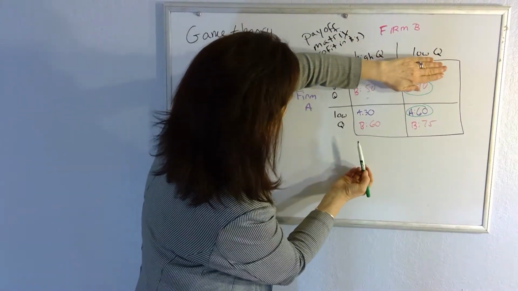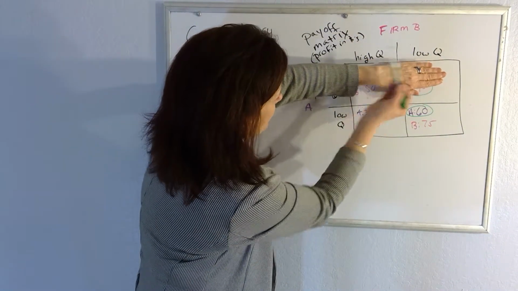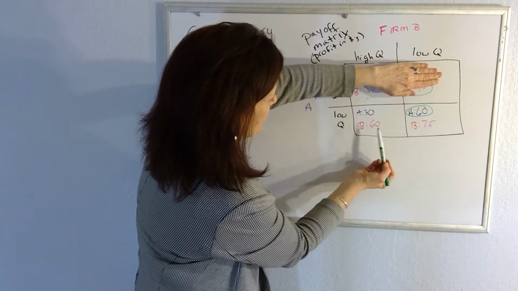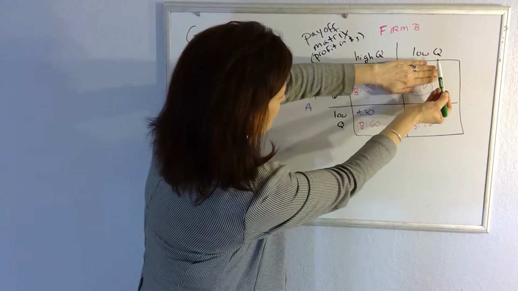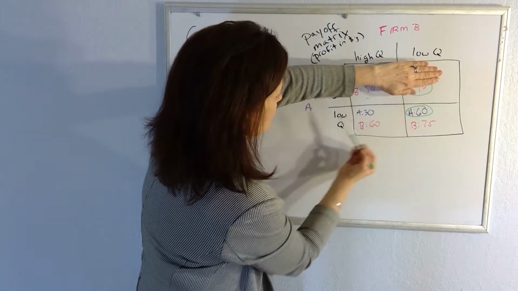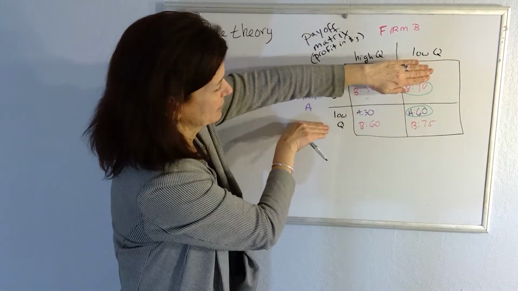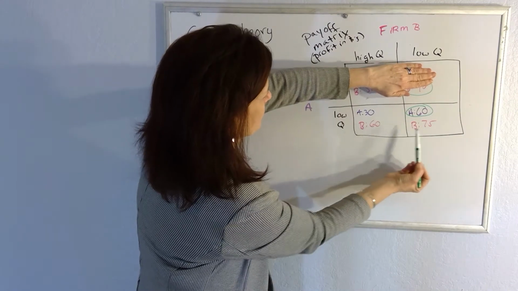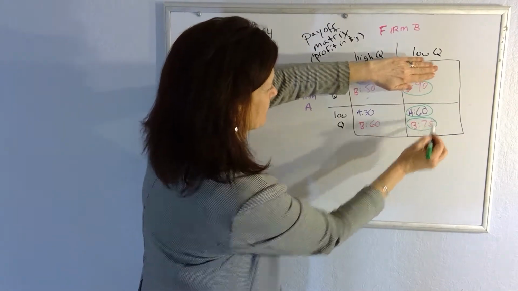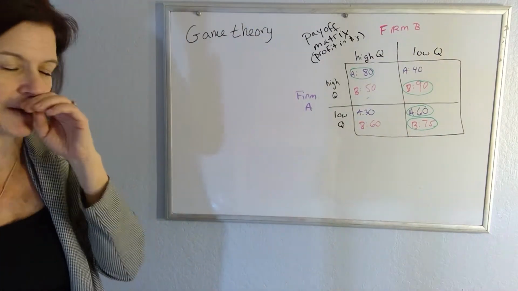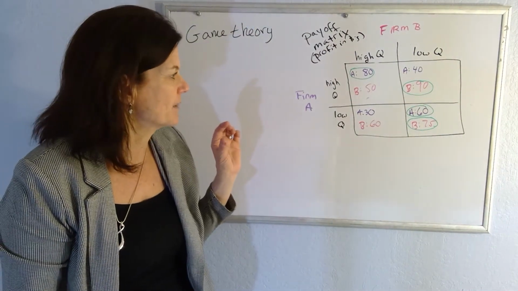If A goes low, firm B again can choose going high or low. If B goes high, they get 60. If B goes low, they get 75. So if B knew that A was going low, they can go high and get 60 or go low and get 75. They would rather go low. 75 is bigger than 60. Again, they just want to maximize their profit. They want to get the highest amount of money they can.